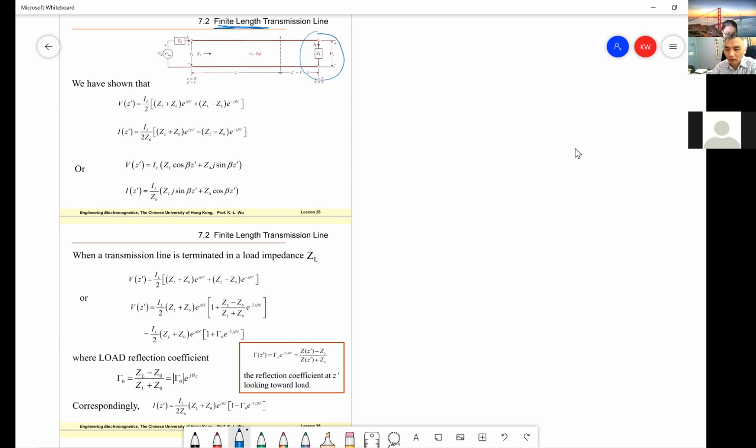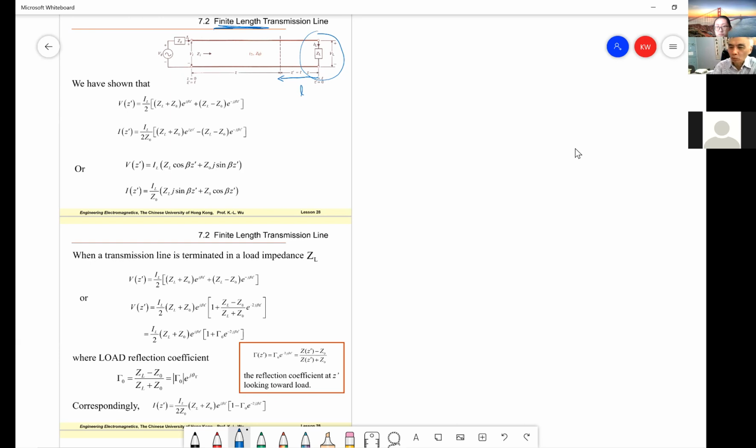It's meaningless. So it's always in finite length. When we say finite length, we always refer to the distance measured from the load. Okay, so this is the distance measured from the load. As long as L is finite, it all falls into this problem.